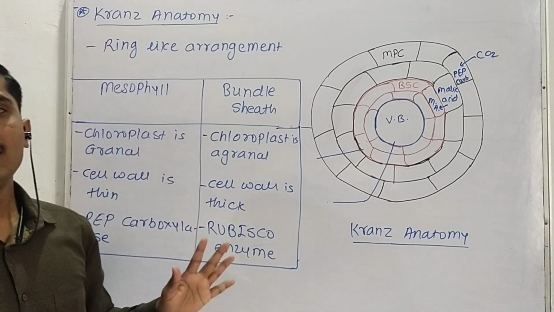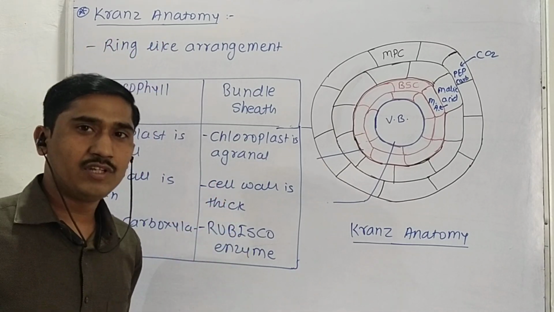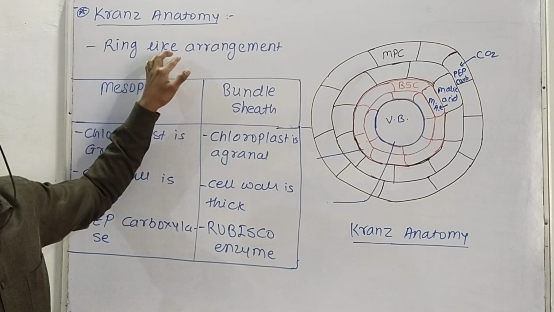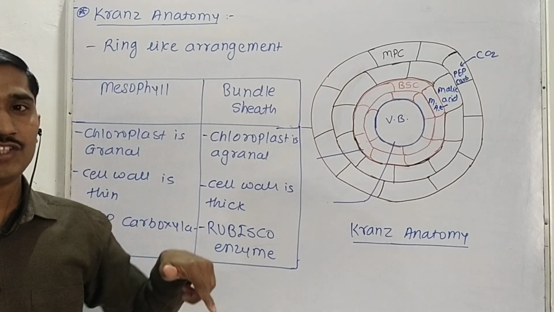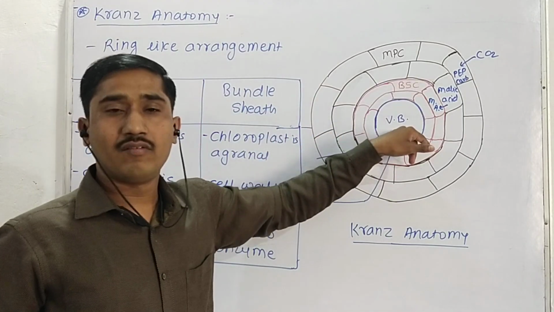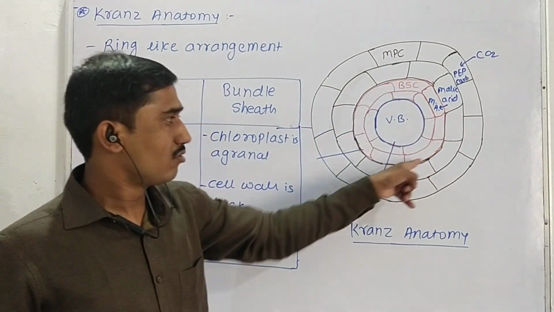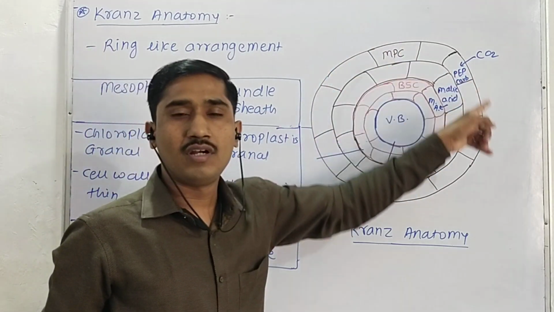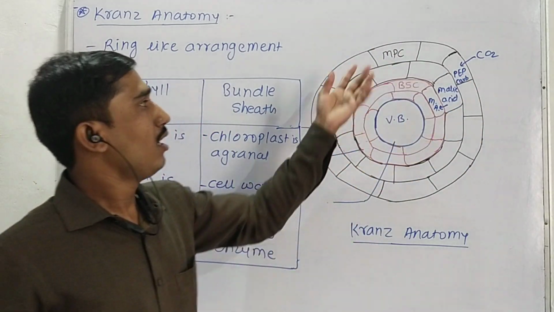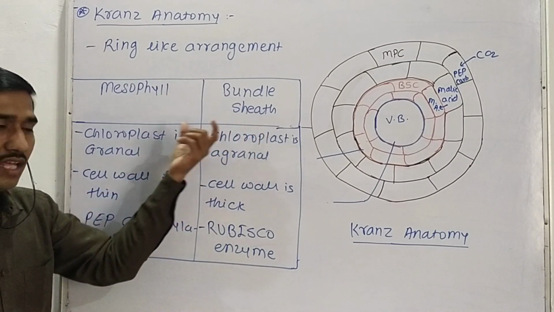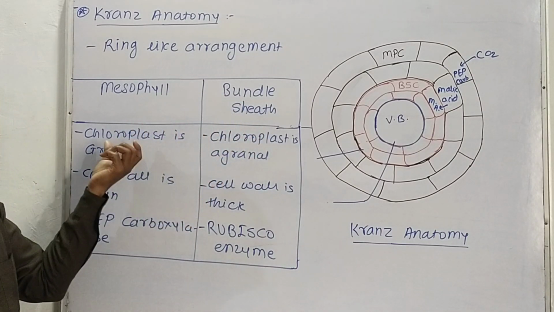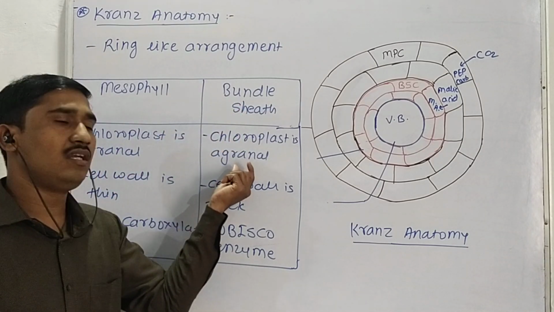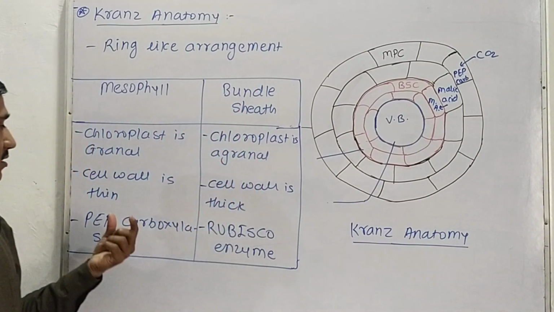So this is the Kranz anatomy. From an examination point of view, just note down these points. In Kranz anatomy, cells are arranged in a ring-like fashion. Centrally located vascular bundles are surrounded by bundle sheath cells. Bundle sheath cells are surrounded by mesophyll cells. There is a structural difference in the chloroplasts of mesophyll and bundle sheath cells. In the mesophyll cell, there is a granal chloroplast. In the bundle sheath cell, there is an agranal chloroplast.